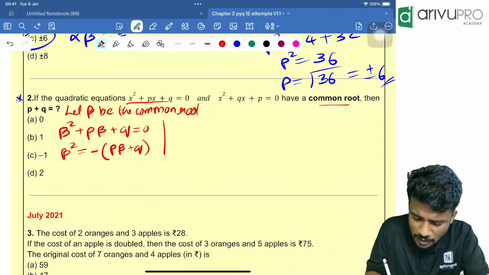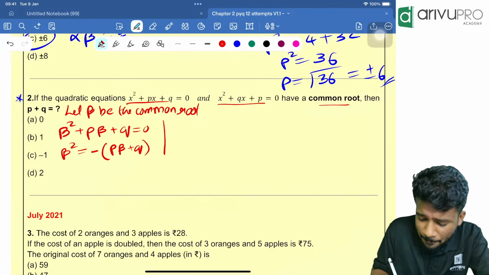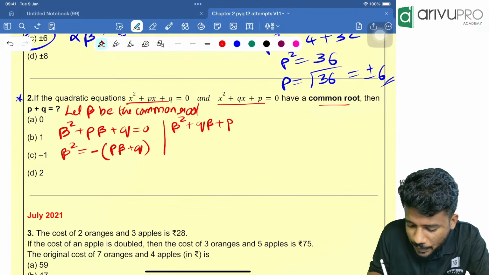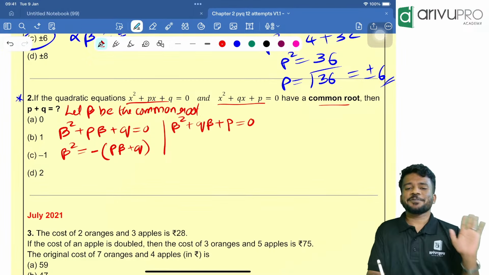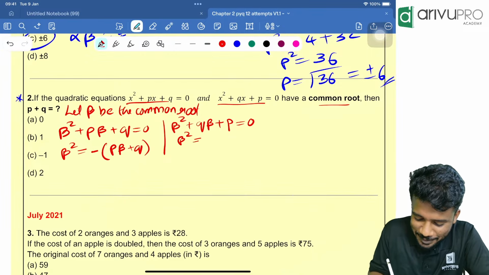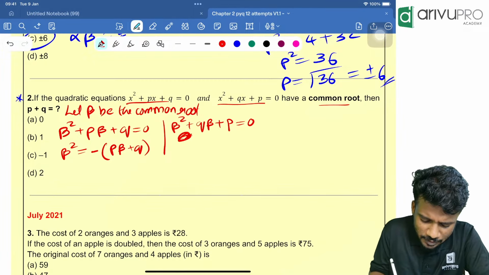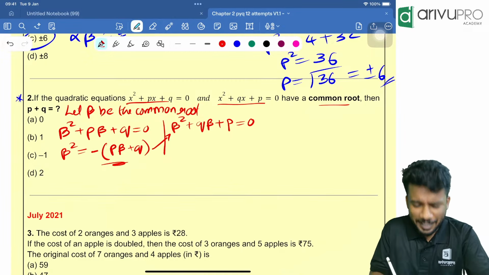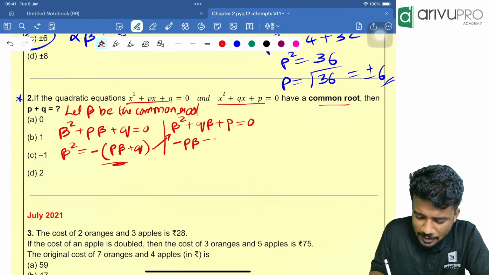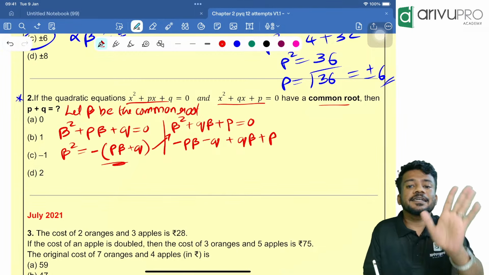Now take the second equation. Substitute beta over there. That means x square will become beta square plus q beta plus p is equal to 0. Till there everything is fine. From this you get the value of beta square. Or I will do one thing: instead of this beta square, I will substitute this value directly. So beta square means minus of p beta minus of q plus q beta plus p. Till here everything is fine.